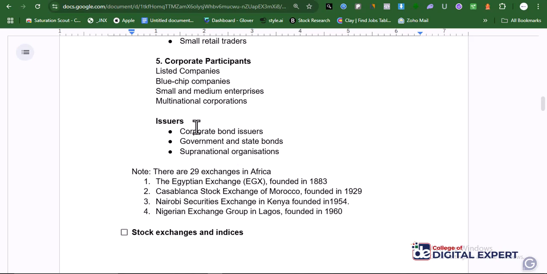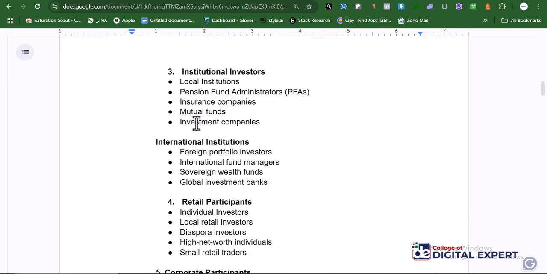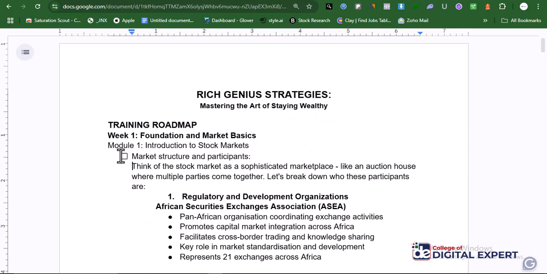They own the oldest exchange market in Africa, and also part of the world. Also, we have the Casablanca Stock Exchange of Morocco, founded in 1929. We have the Nairobi Securities Exchange in Kenya, founded in 1954. We have the Nigerian Exchange Group in Lagos, founded in 1960. So that's when we talk about the introduction into the market structure and also participants.